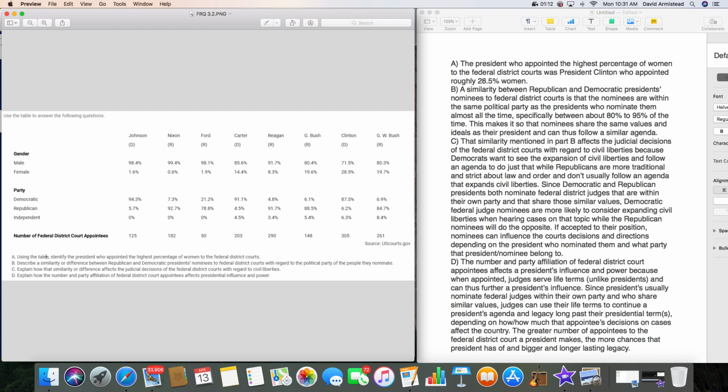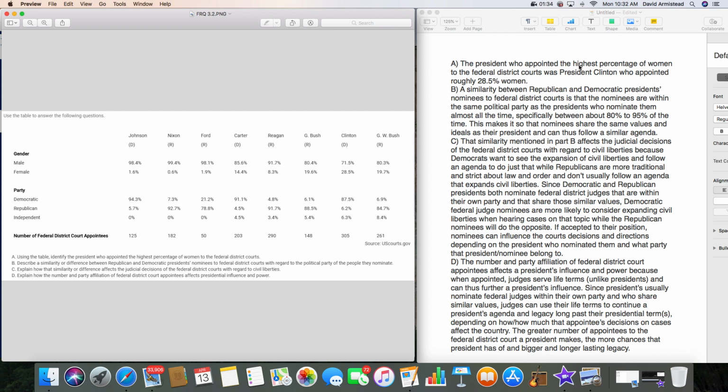All right, A says, using the table, identify the president who appointed the highest percentage of women to the federal district courts. Okay, we see female here. Largest number, 28.5%. All right, this person has restated the prompt and they brought the data into it. That's another thing. Some of you guys, you're still not bringing the numbers into it. You got to do that.